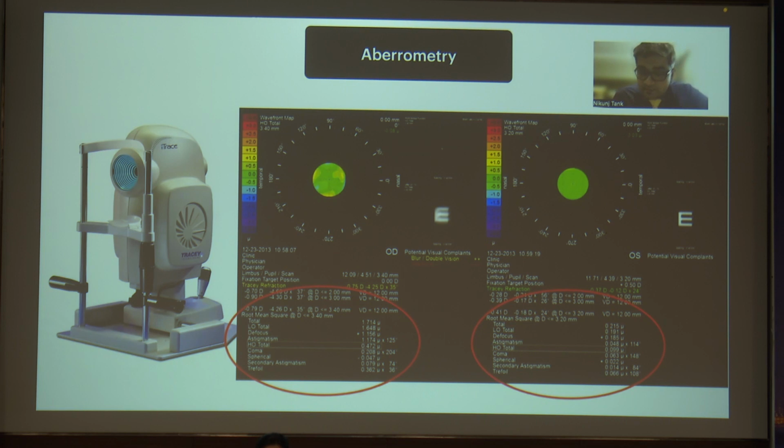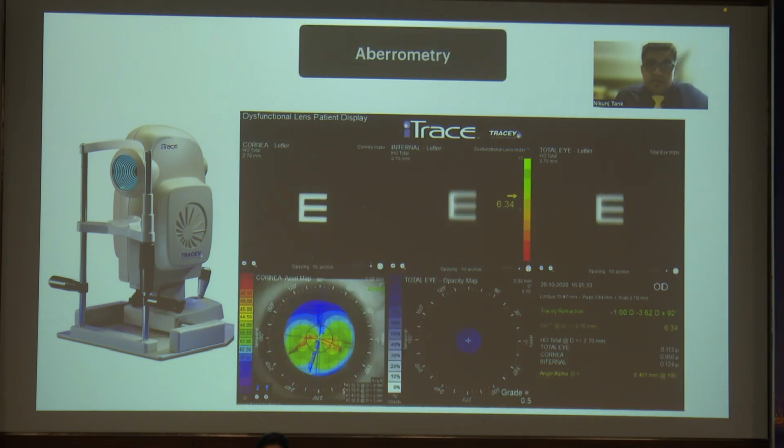topo guided refractive procedure. This is another case where patient is complaining of blurring of vision and topography appears more or less normal, and you can see that the aberrations induced by cornea is not much, but the aberrations induced by internal optics, which also include lens and vitreous body, it is high. And the issue here is a dysfunctional lens, and patient is seeing blur because of that.